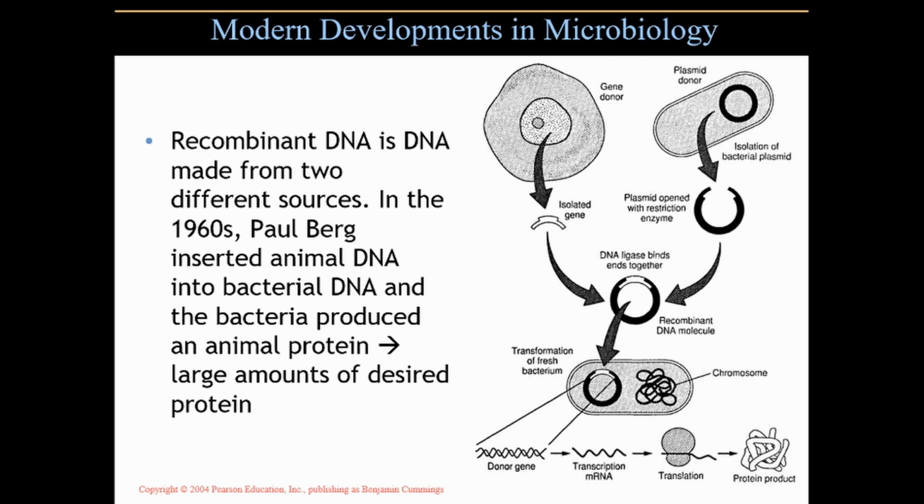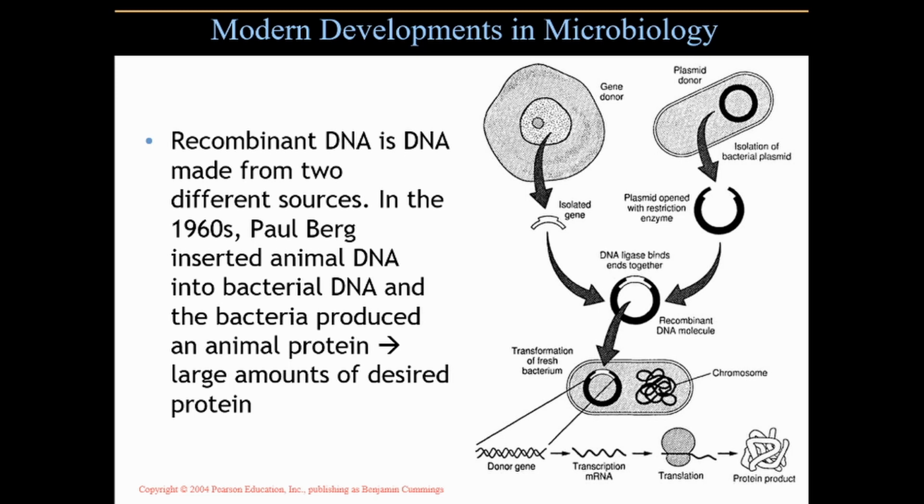And our last slide we'll look at for part 2 is recombinant DNA. It takes DNA, or it recombines it from two different sources. In the 1960s, Paul Berg inserted animal DNA into bacterial DNA. He spliced them together. And the bacteria then produced an animal protein that they normally would never produce on their own, which led to the large amounts of the desired protein being formed. So you have a gene that's been taken out of an animal cell and then held together by DNA ligase, which binds the ends together.